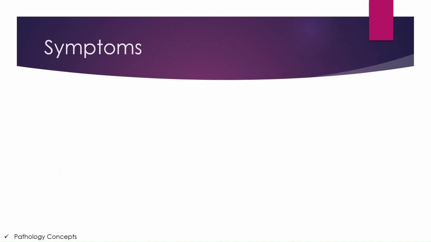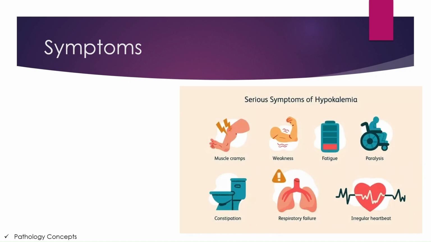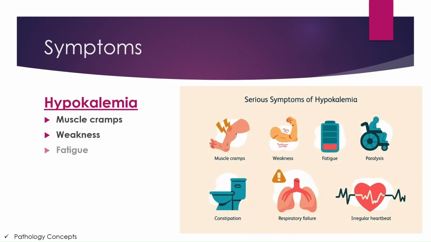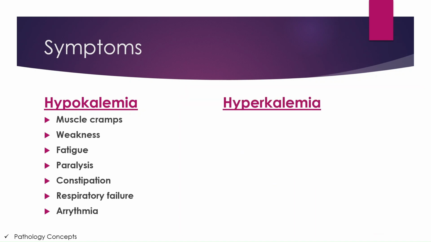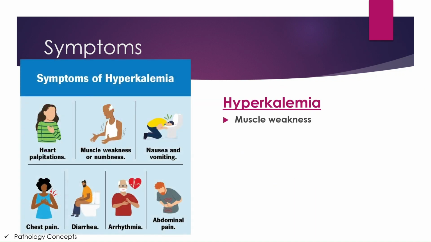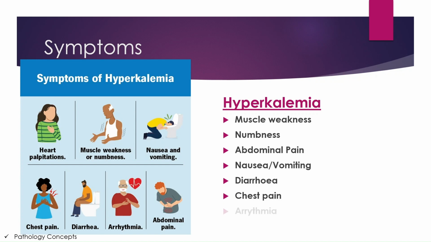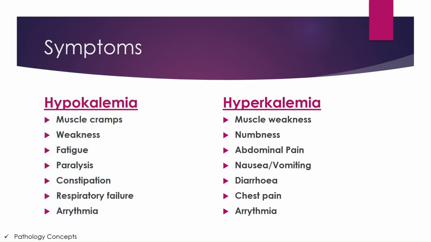Now let's see the symptoms of hypokalemia and hyperkalemia. Symptoms of hypokalemia are muscle cramps, weakness, fatigue, paralysis, constipation, respiratory failure, and irregular heartbeat, also called arrhythmia. Symptoms of hyperkalemia are muscle weakness, numbness, abdominal pain, nausea or vomiting, diarrhea, chest pain, and arrhythmia. These are all the symptoms of hyperkalemia.